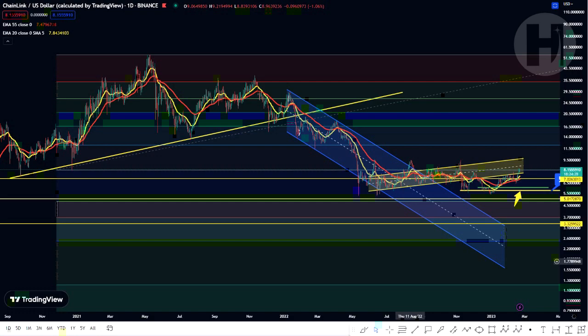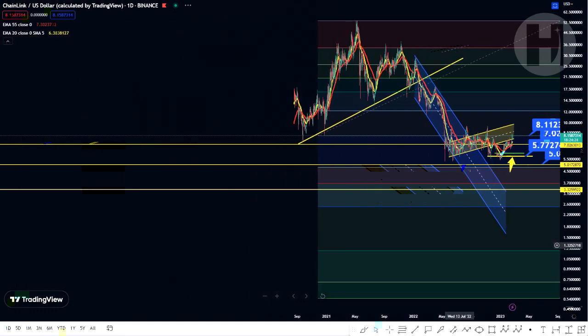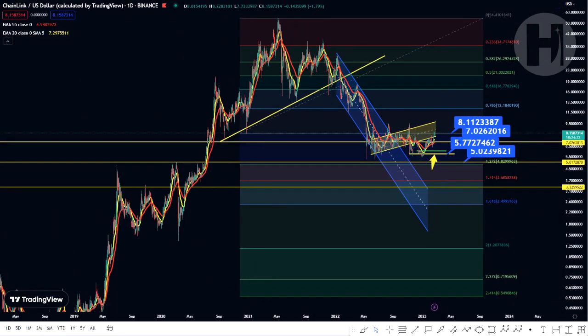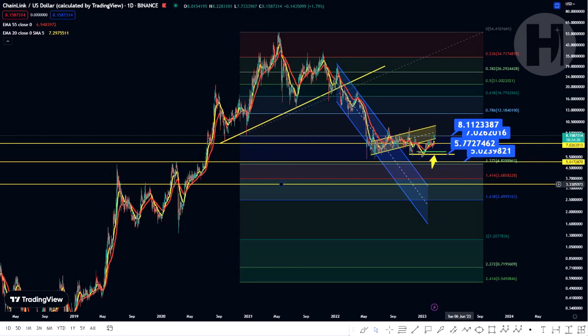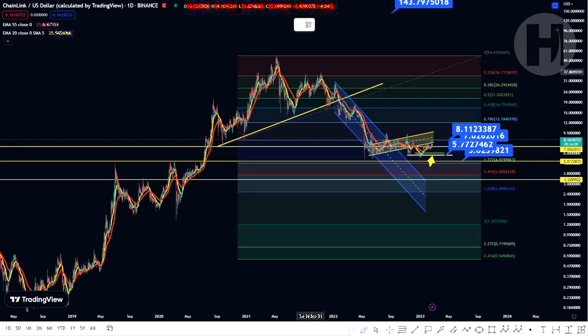Now let's jump straight into the TA. So taking a look at the daily chart, we still have the same Fibonacci retracement with the extension levels to the downside. If you don't know how to use the Fib retracement, there's going to be a link down below in the description to a video where I explain how you can use the Fib retracement to set targets and find out where the next support and resistance levels are.